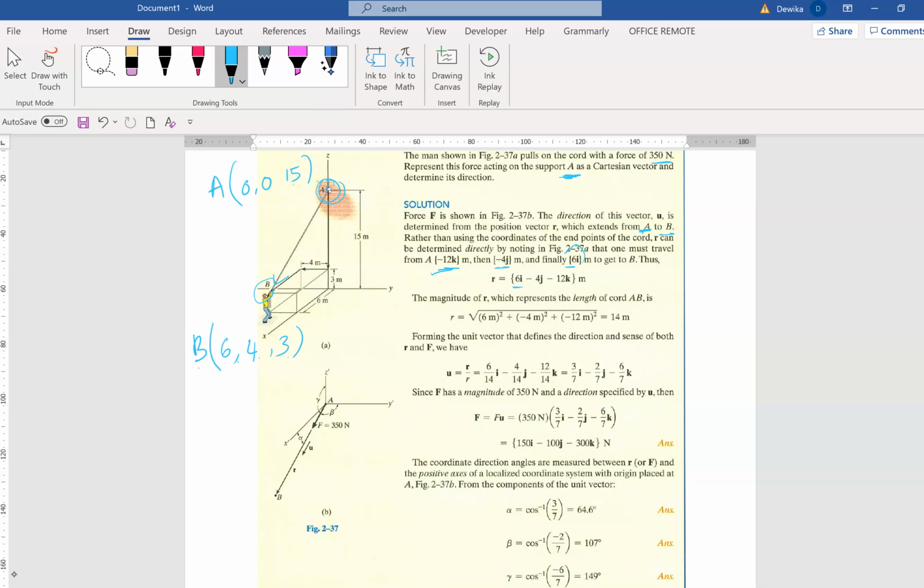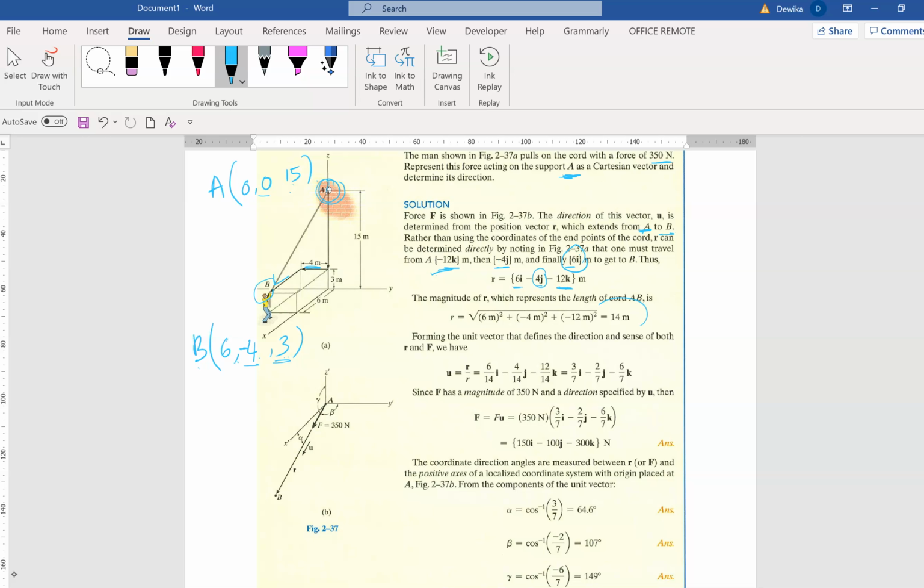Then you have 4 minus 0, which gives 4. Sorry, y is negative, because the 4 is at the back. So that's why you get negative 4. And then we have 3 minus 15, which will be negative 12.